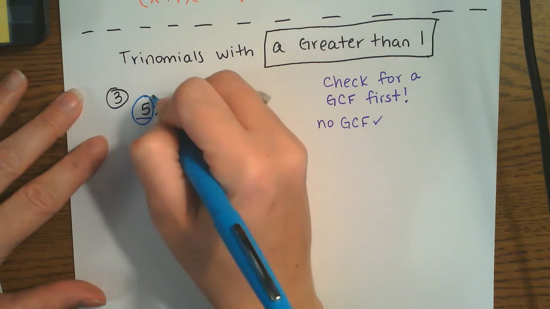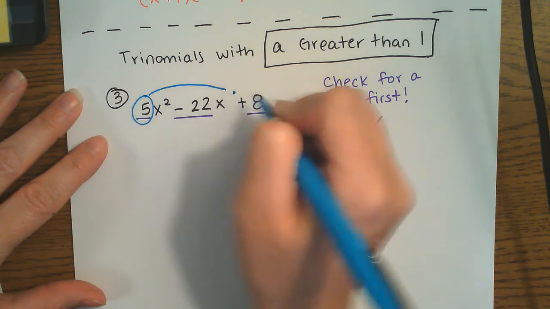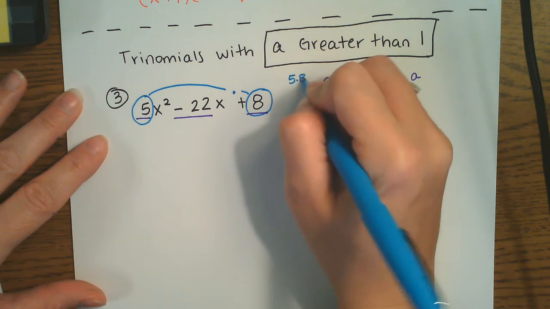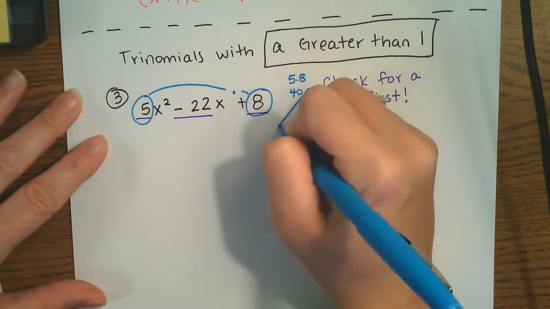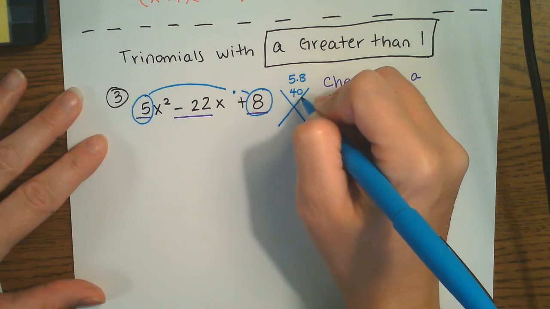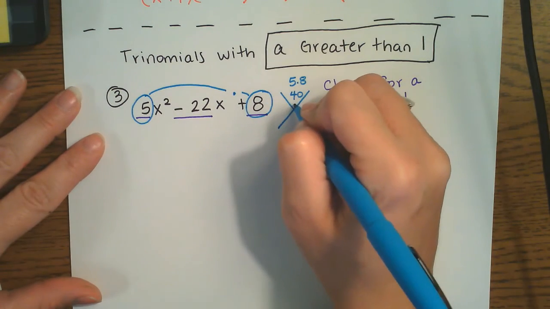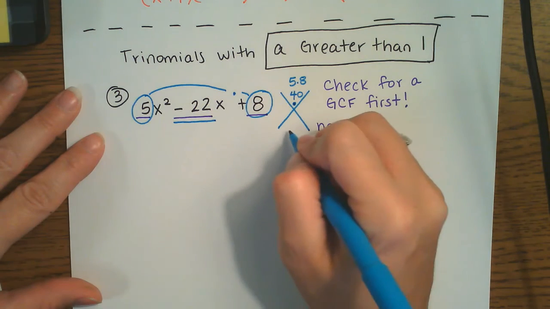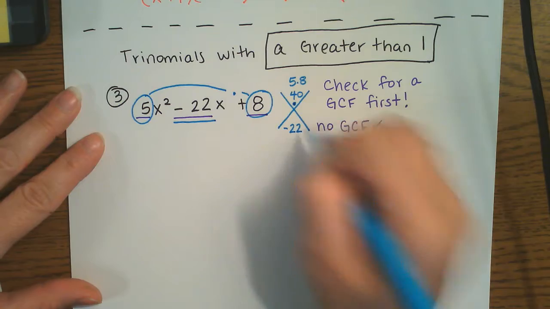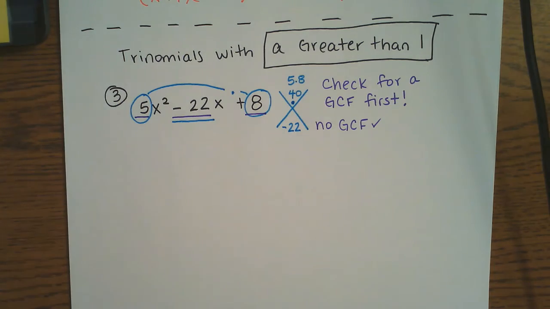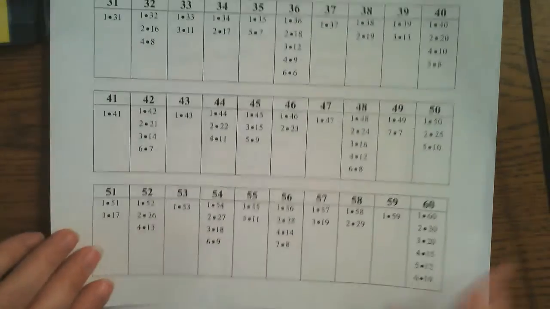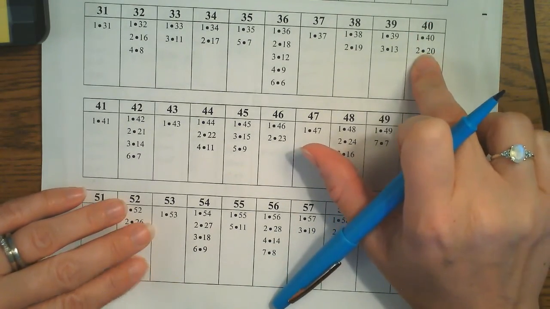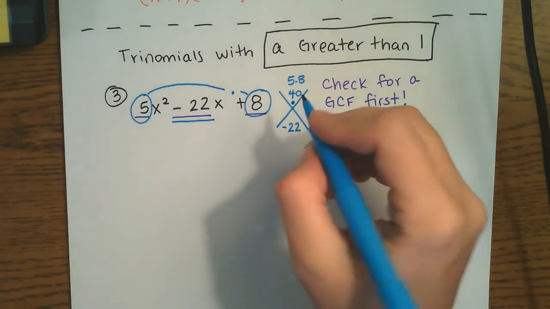We're going to take 5 and multiply it to 8. 5 times 8 is 40. And now we're sort of going back to that same process we were working on. We want two numbers that multiply to 40, but add or combine to that middle number, negative 22. So I'm going to check out my factor sheet. I need two numbers that multiply to 40 and give me a 22. Looks like 2 and 20 is the winning combination.